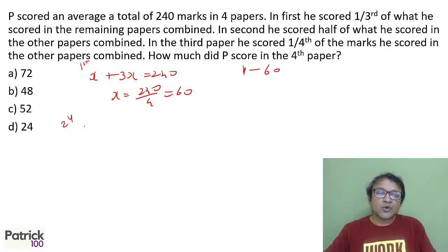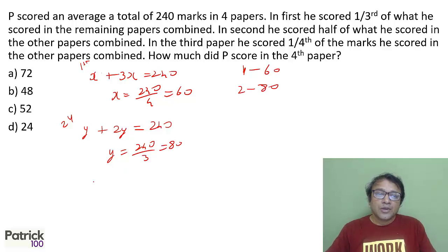Similarly, if I say the second paper he scored Y, the remaining papers he scored 2Y. Total is 240. So automatically Y will be 240 upon 3, which will give you 80. So second paper he scored 80. Third paper, let's say, he scored Z. So the remaining paper he scored 4Z because he scored 1/4 of the marks in the remaining paper, which is equal to 240. So Z is 240 upon 5, which is 48.